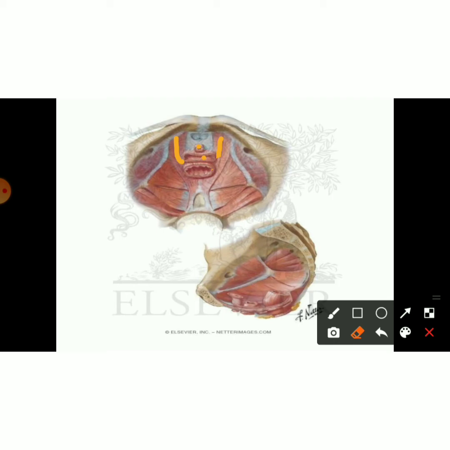Pubococcygeus proper, puborectalis, which forms the puborectal sling. Then there is puboanalis, which will get inserted in between the sphincter ani internus and externus. Then there is pubovesicalis in males, or pubovaginalis in females.